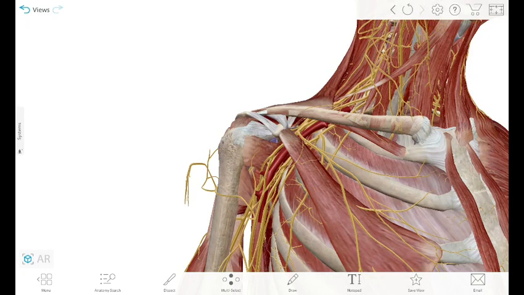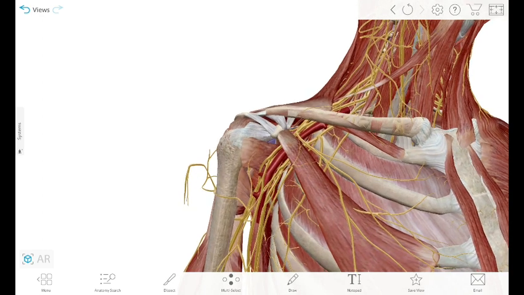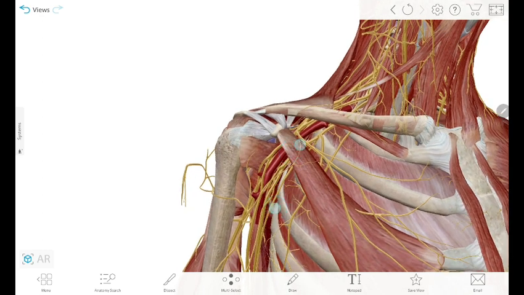In this video, we'll be talking about the radial nerve, its course, and what are the possible symptoms if there is any damage to the radial nerve. So, the radial nerve, first of all, arises from the posterior cord.